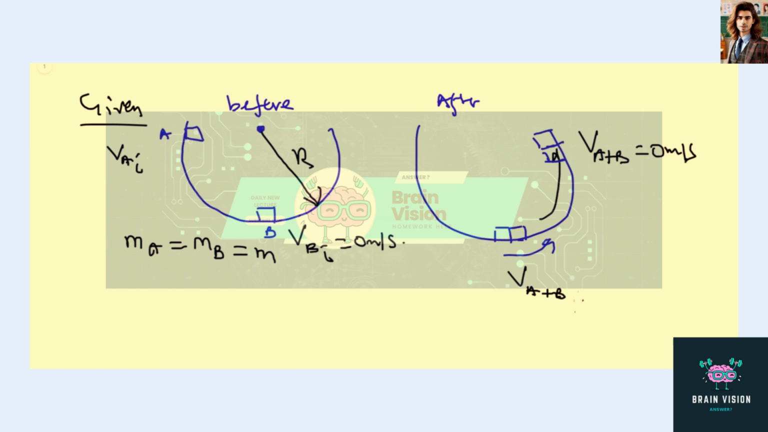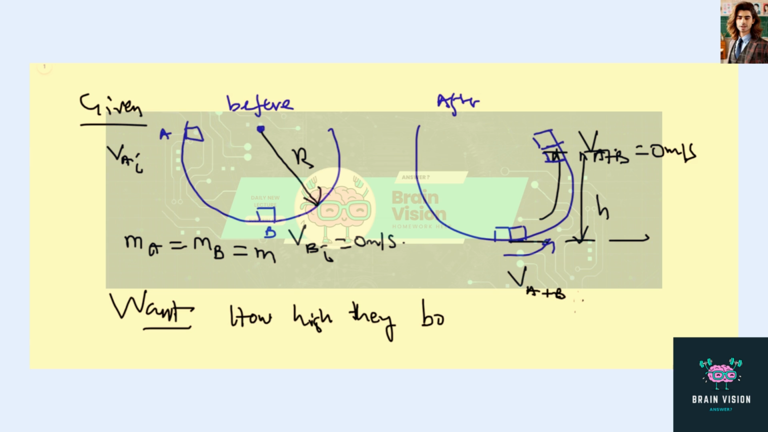So this is the information that we're given, and we want to find this height, h. That's the height we want to find: how high they both go when they collide with each other.